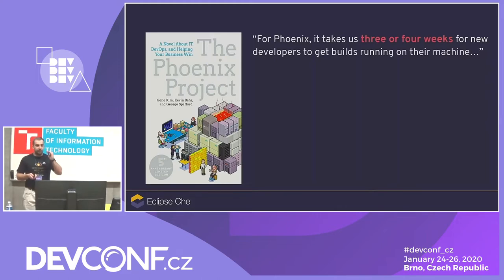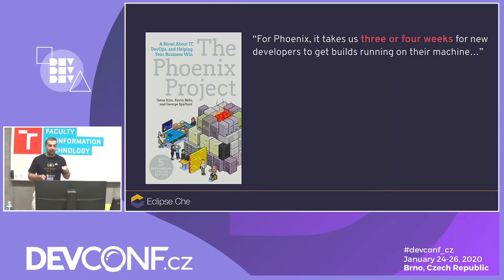The solution for this in the book was using virtual machines. And the book was written in late 2013. And we know that the first version of Docker and the first version of Kubernetes were released roughly at the same time. So if the book was written a little bit later, it would definitely talk about containers and orchestration instead of virtual machines. And those two problems, configuration and setup, plus the onboarding, are the problems that we want to solve with Eclipse Che.